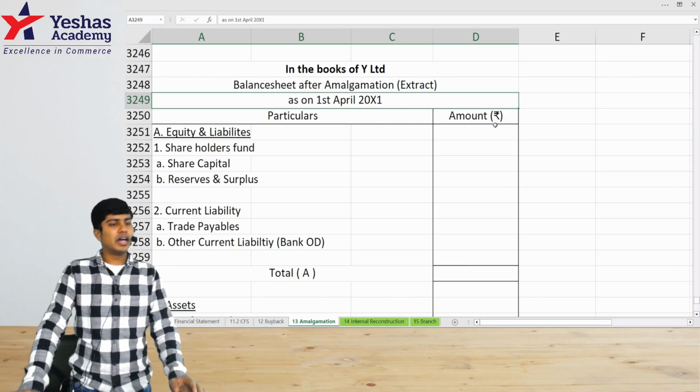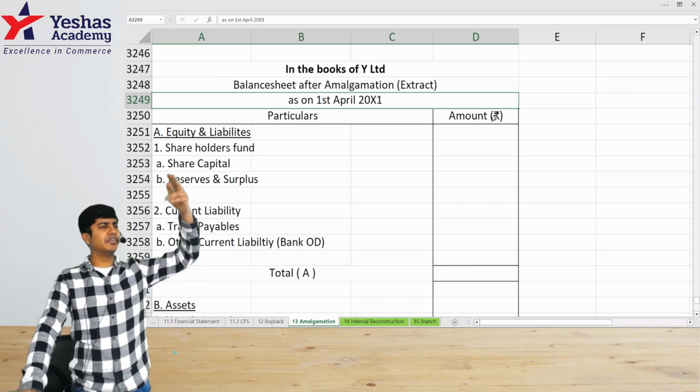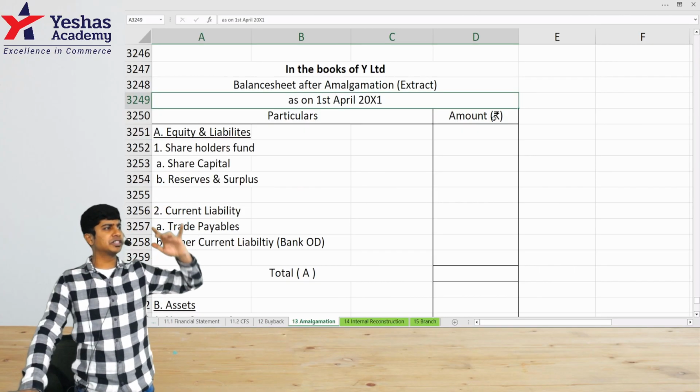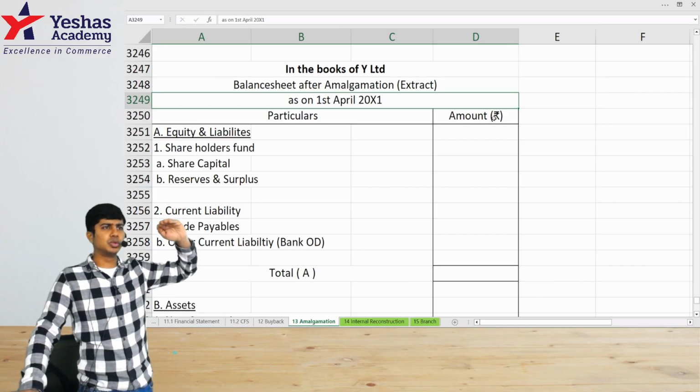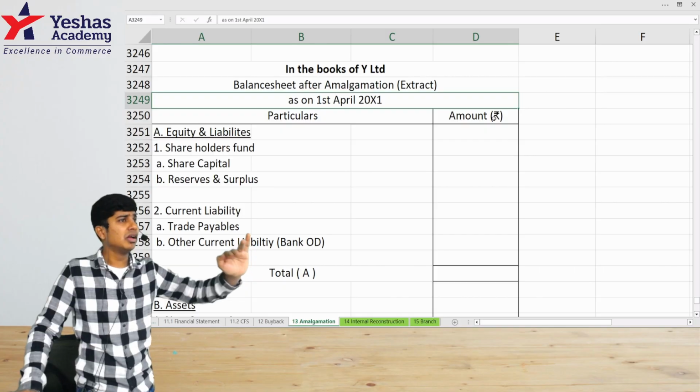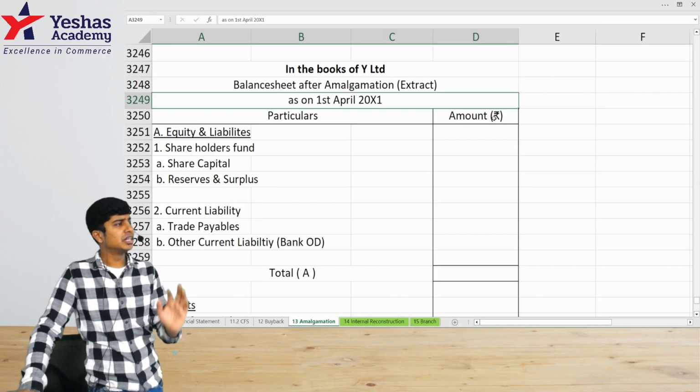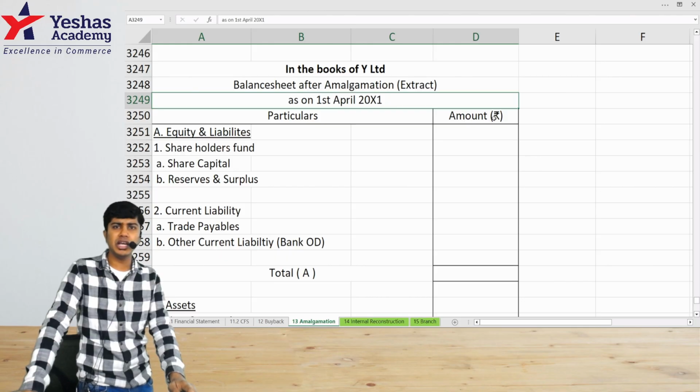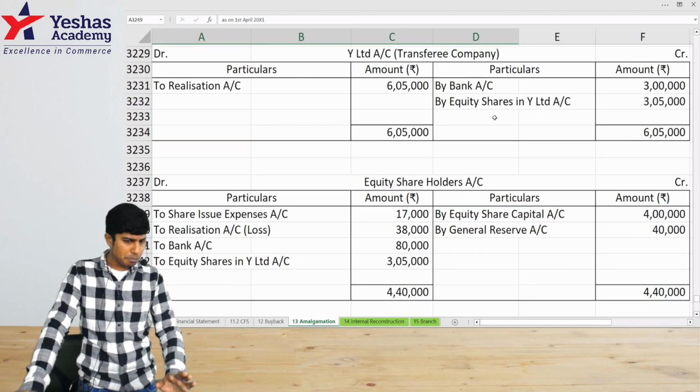Say something. I'm not writing journal entries: business purchase to liquidator, assets to liabilities to business purchase, liquidator to share capital to cash to security premium, and then the difference. I'm not writing entries. Straight away I'll prepare the balance sheet because they've asked only for the balance sheet. See this PC computation.